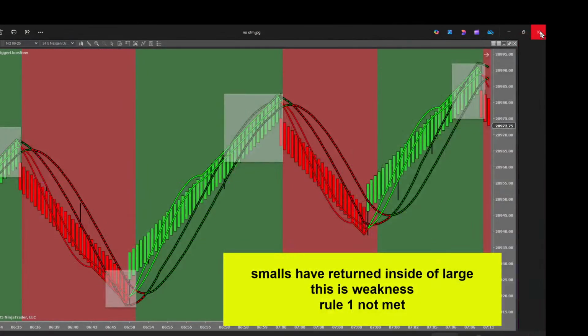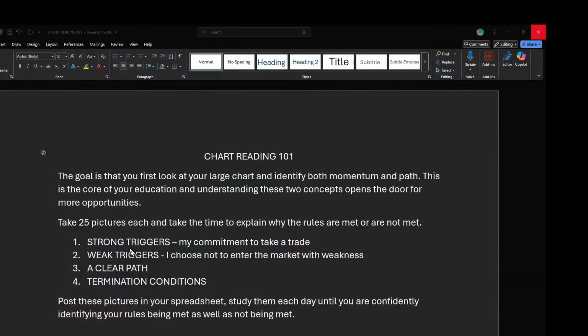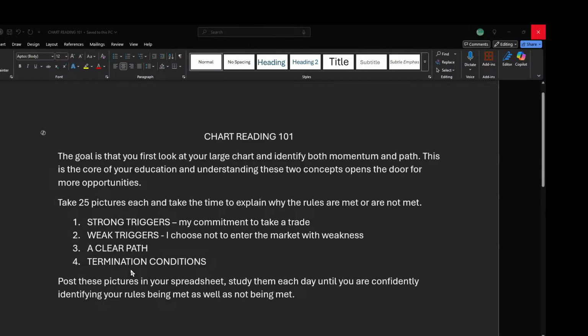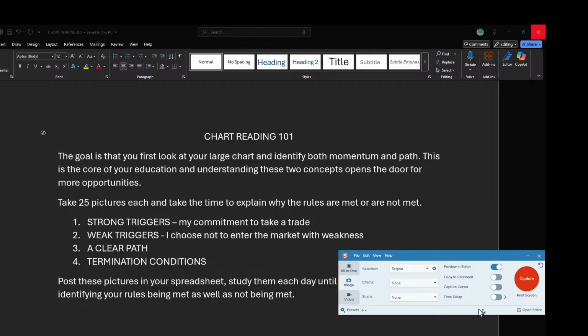If you do this, if you take the time to do 25 pictures each, guys, you're going to be a chart reader. You're going to understand the look that brings you the advantages. And once you can do it for strong triggers and a clear path, you're going to start to see more in the market. So post these pictures in your spreadsheet as you take them, guys. If 100 pictures seems overwhelming to you, take 5 a day over the course of 5 days.